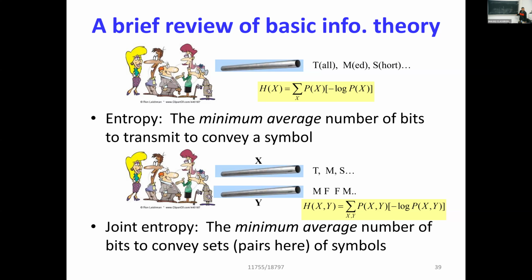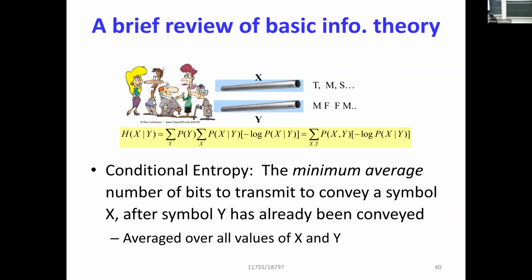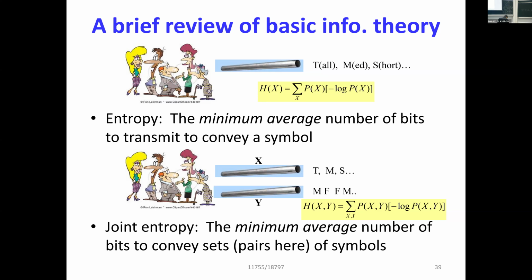If the height and gender didn't really interact, then you could be sending information about height and information about gender. You don't have to worry about how they interact. But more realistically, they do interact. And so what you're going to find is H of X comma Y is less than or equal to H of X plus H of Y. Very simple, right? It's very easy for you to figure out why this must be the case. Okay, so now let me talk about something called conditional entropy, right? So you guys with me so far?